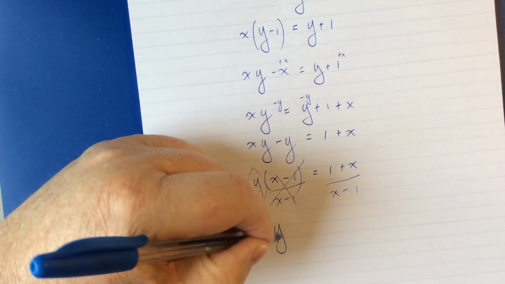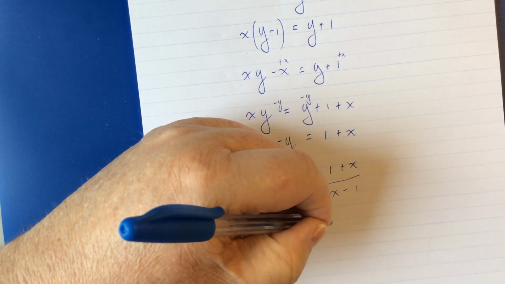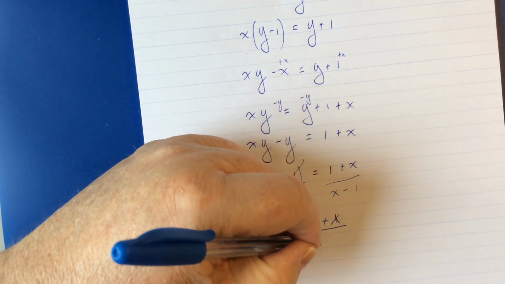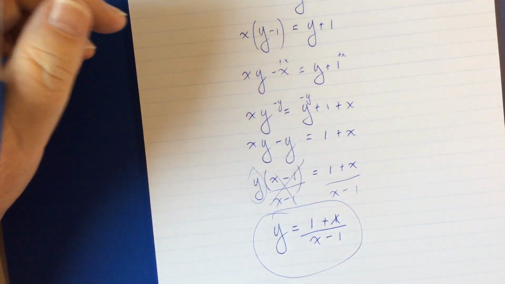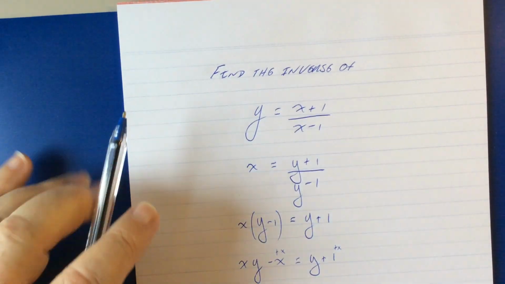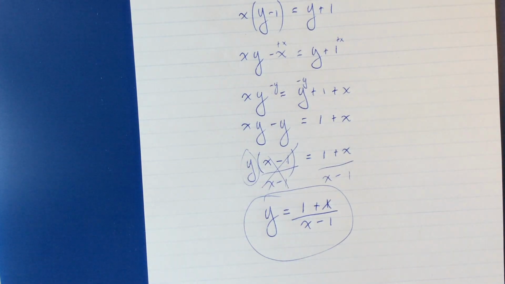So if I tidy this up, I get y is equal to 1 plus x, that's plus x, over x minus 1. And that is the inverse of that with y as the subject, and that is how it's done. It's not obvious, but that's the process you follow.